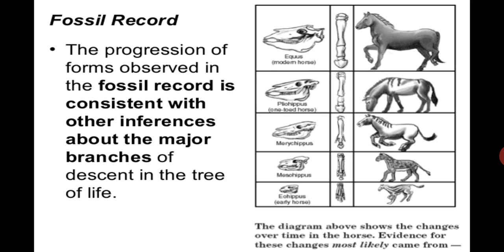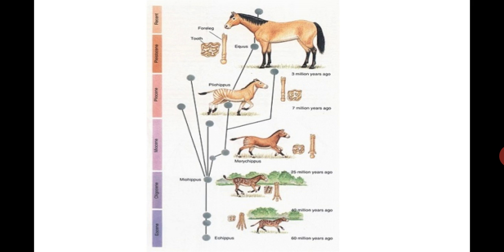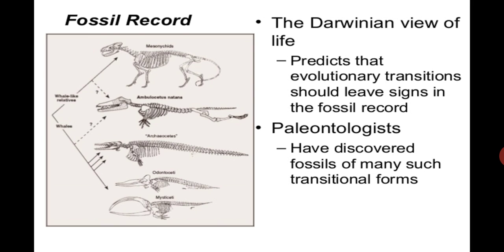First of all, we will see what are the evidences given by the fossil records. The progression of the forms observed in the fossil record is consistent with the other references about the major branches of descent in the tree of life. Here you're watching the different types of evolution, which are represented by the different naturalists, and the fossil records are also consistent with them.